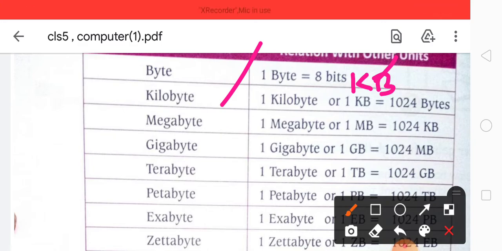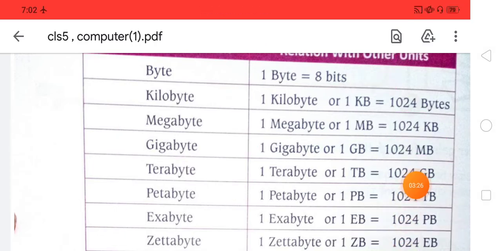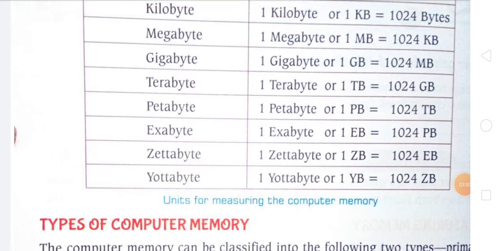1 KB equals 1024 bytes. After that the megabyte: 1 MB equals 1024 kilobytes. Then the gigabyte: 1 GB equals 1024 megabytes. Then the terabyte: 1 terabyte equals 1024 gigabytes. Then the petabyte: 1 PB equals 1024 terabytes. Then the exabyte: 1 EB equals 1024 PB. Then zettabyte, then yottabyte.